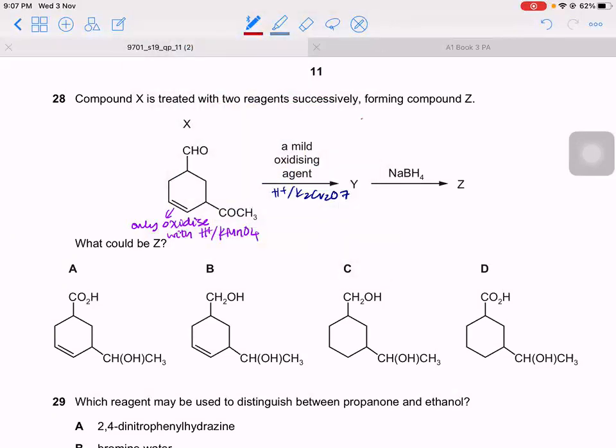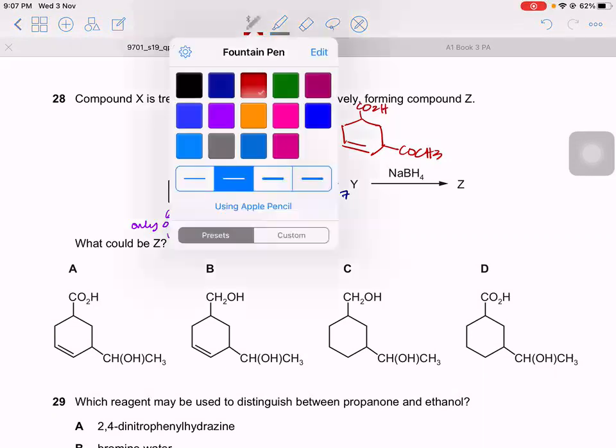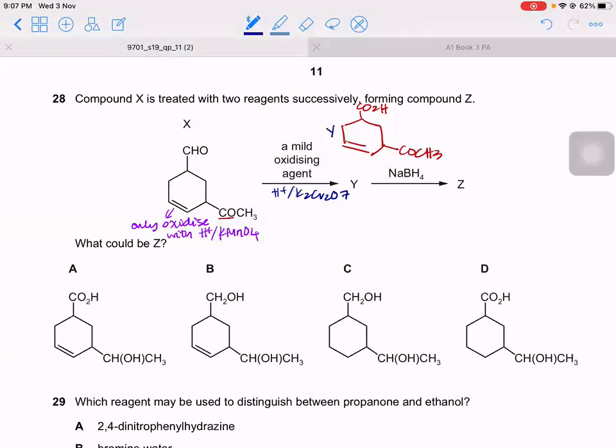So let's see what will oxidize. We will have the alkene as it is. The ketone does not oxidize anyway, so this stays as it is. The aldehyde will become carboxylic acid. Now, this is added to Y. This is Y. Now to this, you're adding NaBH4. That's a reducing agent. Let's see what will happen.